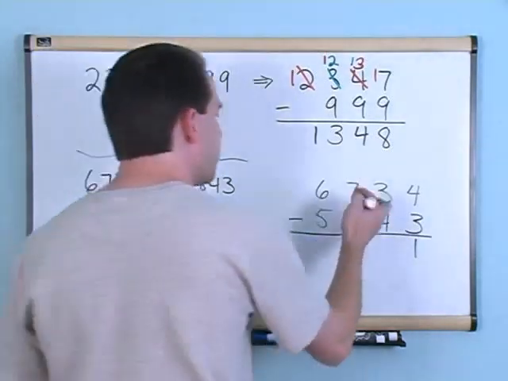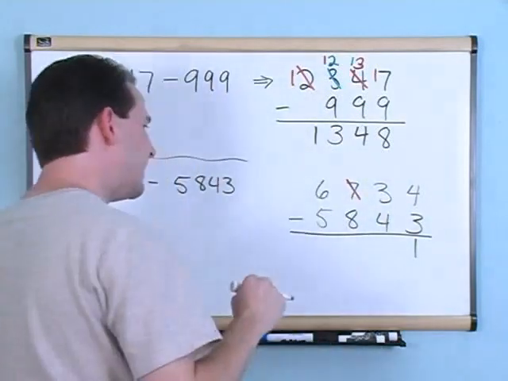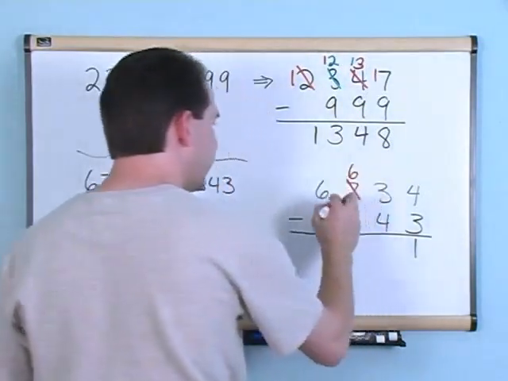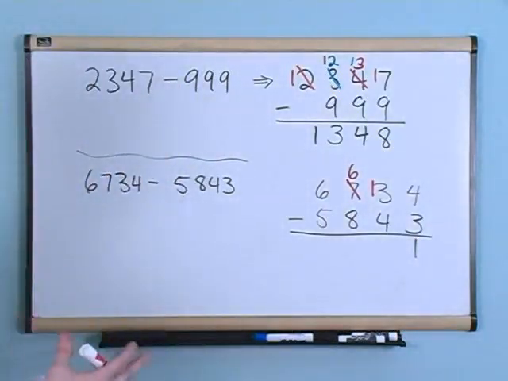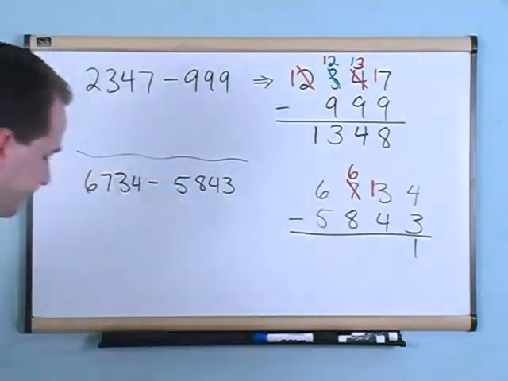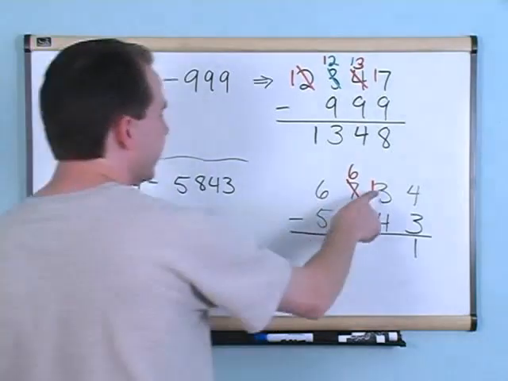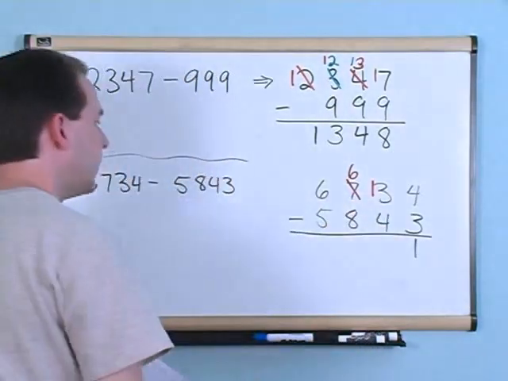So where am I going to borrow from? I'm going to borrow from the next digit over. I'm going to make him a 6, and the one that I take away, I'm going to put right here in front of that 3, making him a 13. Okay? Now I can do this. 13 minus 4, let's go ahead and do that.